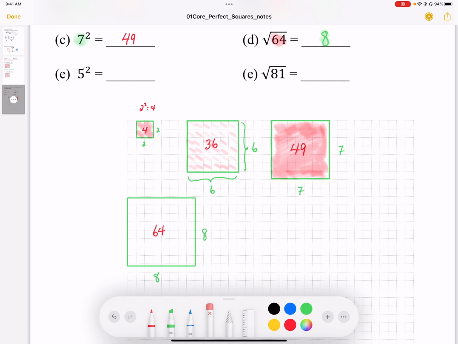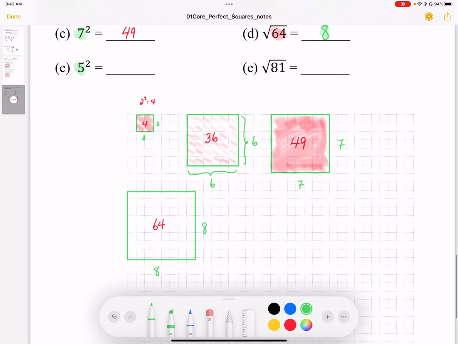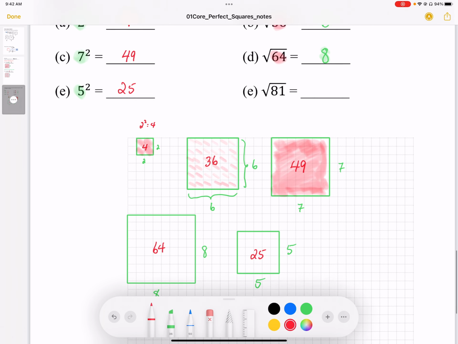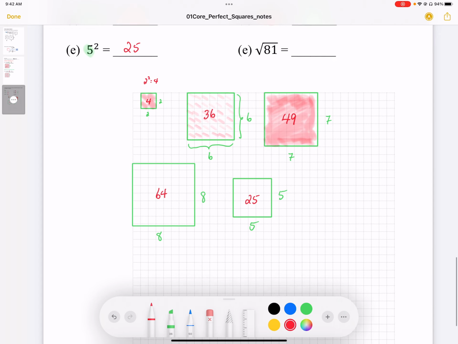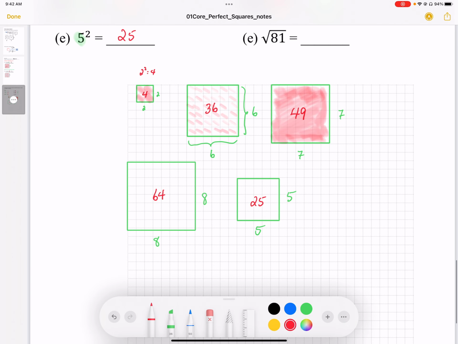5 squared is the other way around. It's going to be edge length of 5, and the answer is going to be the number of squares. So if I draw a square, edge length of 5, the area is going to be 25. So that's going to be 25. So make sure that you're drawing all these squares to see how the squares and square roots are related.